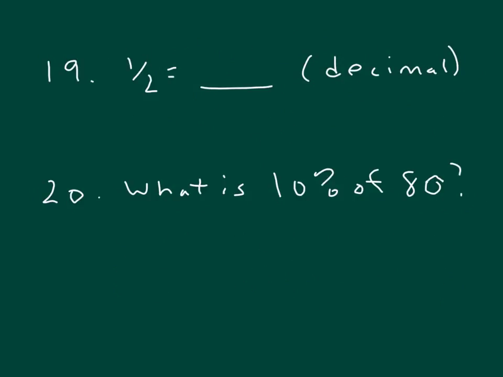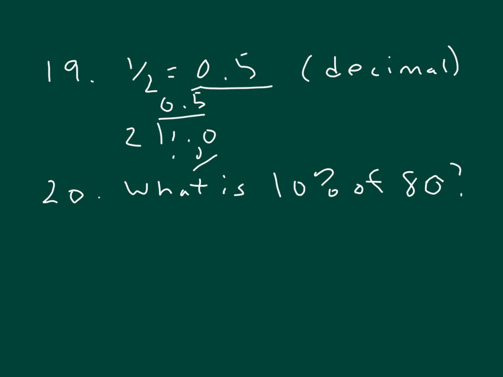Half as a decimal, all right, you know it's 0.5. Hopefully we're there, you know it's 0.5. But if you forgot, you can make it 2 divided into 1.0. 2 doesn't go into 1, put a 0 there. Bring the decimal straight up. 2 goes into 10 5 times. And you've got remainder 0, you're done. It's 0.5.